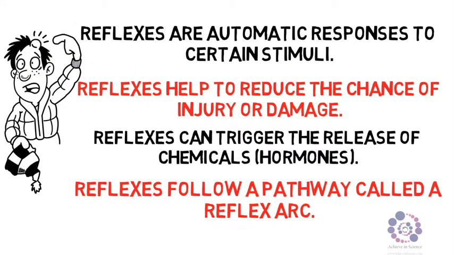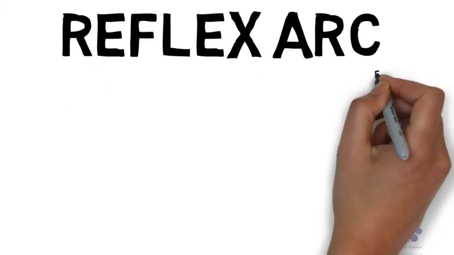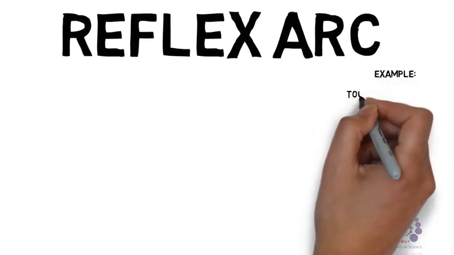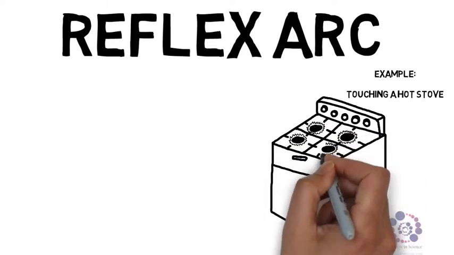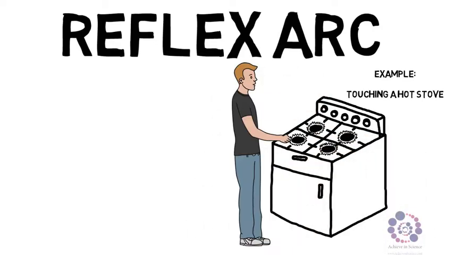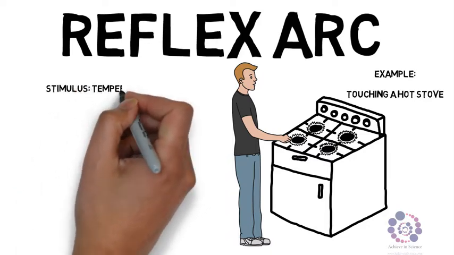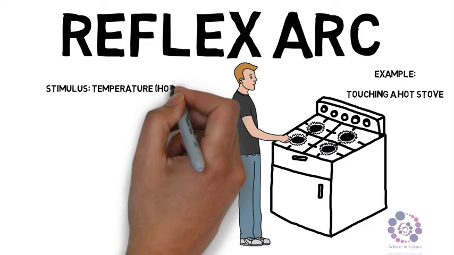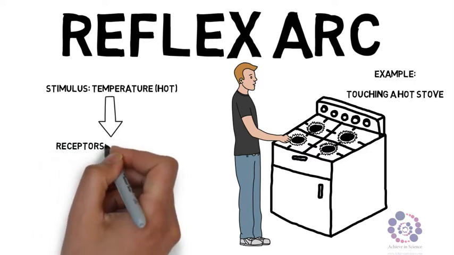So now we need to know what happens in a reflex arc. What are the key components? So this is easier if we actually use an example. So if we use an example of touching a hot stove, for instance, we can go through what happens. Like when you've looked at the nervous system before, a reflex starts with a stimulus, which in this case is the temperature. It's too hot. This information is detected by your receptors, in your skin in this instance.